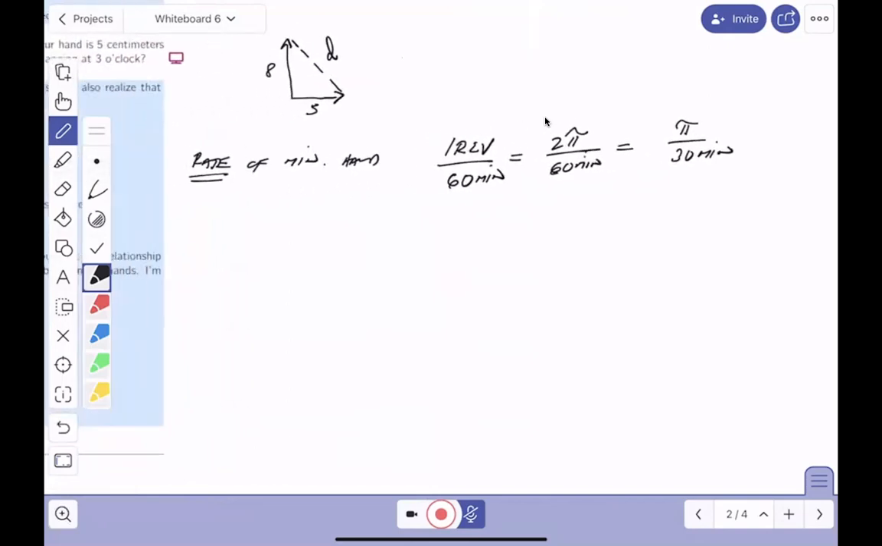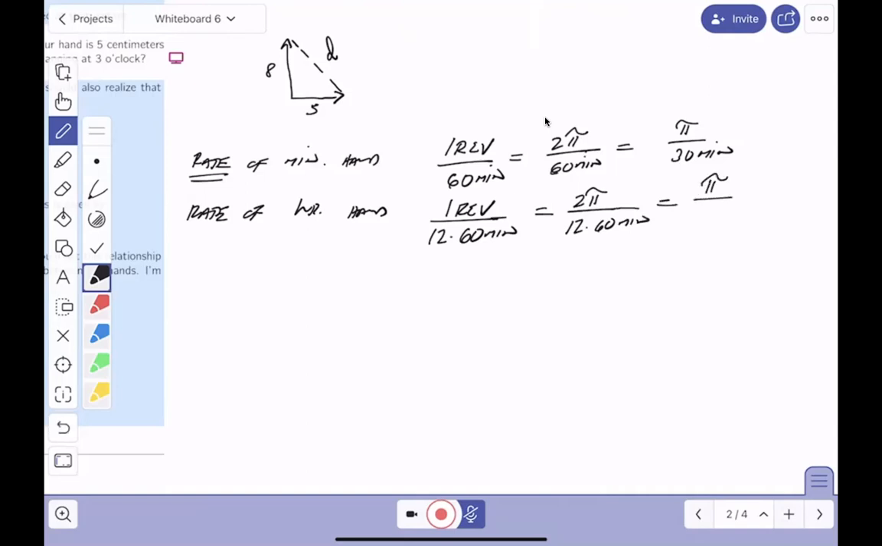Let's talk about the rate of the hour hand. Hour hands move really slow. An hour hand does 1 rev every 12 hours. That's 12 times 60 minutes. Again, I shouldn't be using revolutions, so I'll say 2 pi over 12 times 60 minutes. I'm going to reduce that. What do you get? You get pi, because the 2 goes in, over 6 times 6 is 360.